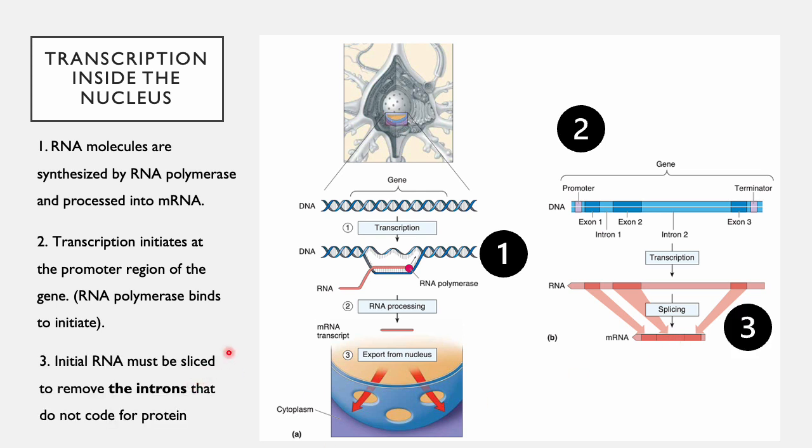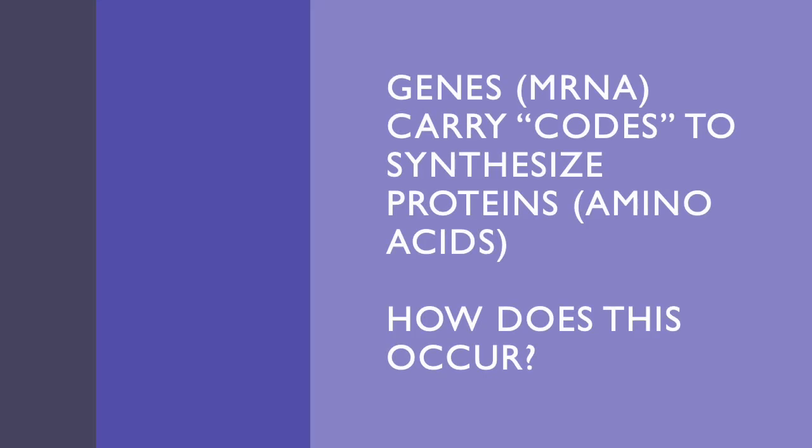The initial RNA must be spliced to remove the introns because they do not code for protein. Once this is done, mRNA can be exported from the nucleus, meaning that it's going to leave the nucleus through these nuclear pores to be able to go to free-floating ribosomes or to the rough endoplasmic reticulum for protein synthesis to occur.